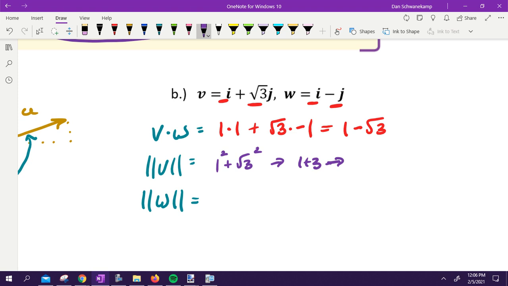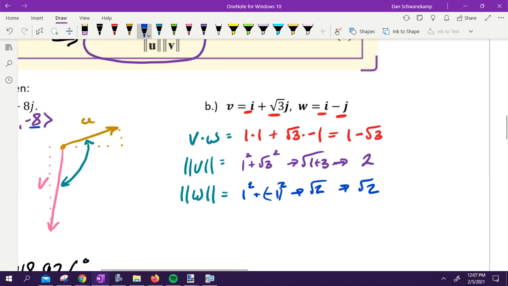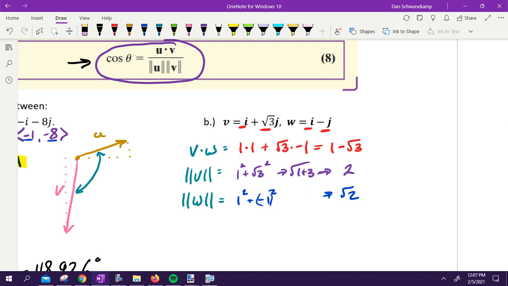But what do I need to do with that thing? Square root. My answer is 2. Then I'm doing W. If I'm doing W, I'm doing 1 squared plus -1 squared. That is 2. But I need to square root that thing. That is that magnitude. It's radical 2. Okay, so I've got my different values. Those three things then are going to go into my equation. So to find the angle between them, I'm using that equation right there. Cosine of theta equals the dot product, 1 minus radical 3 all over 2 radical 2.